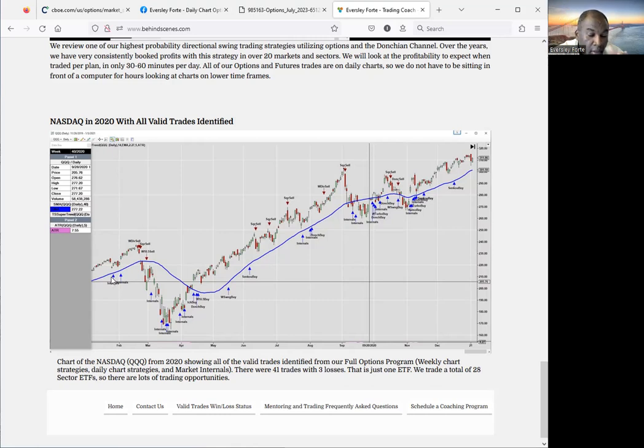I did QQQ specifically for this because I was working with someone and they told me they only want to trade the Qs. I'm like, we have 28 ETFs. And they told me they don't care about the other ETFs, all they want to trade is the Qs. Yeah, but you're only going to have maybe 1-2 trades a month. And they said, well, that was okay, 1, 2, 3 trades a month is fine. I'm like, yeah, okay. So I laid this out for them so they could see it. And this is what it looks like.